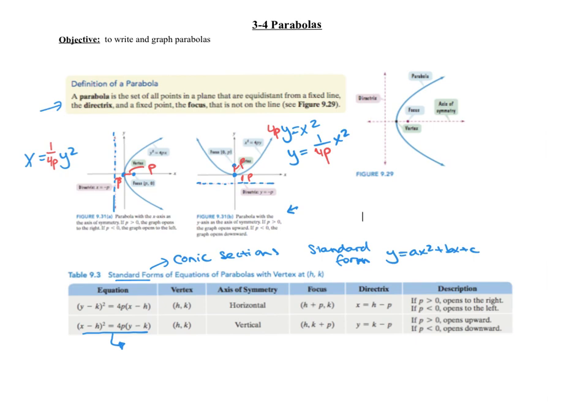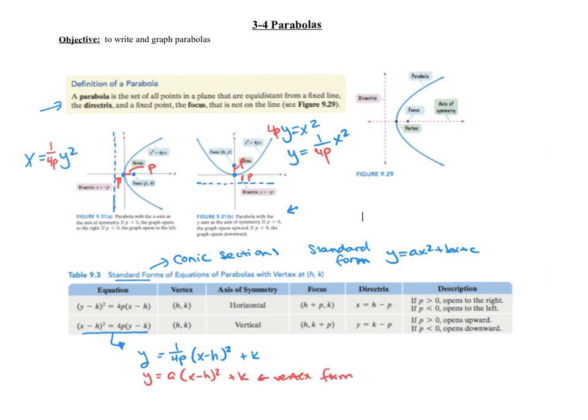We would divide by 4p, so we'd get 1 over 4p times x minus h squared. We'd add the k like we're used to, and that's y. And that's the vertex form we're used to seeing, right, where we have y equals a times the quantity x minus h squared plus k. So that's vertex form.